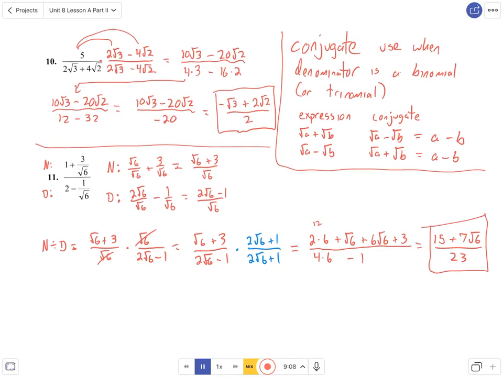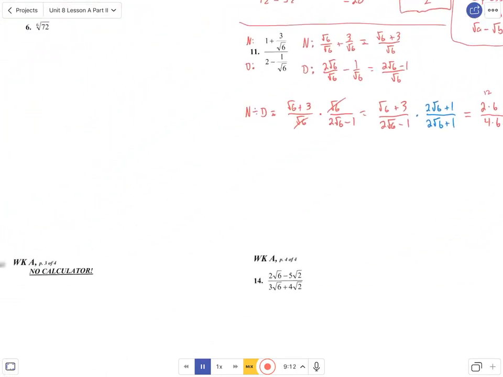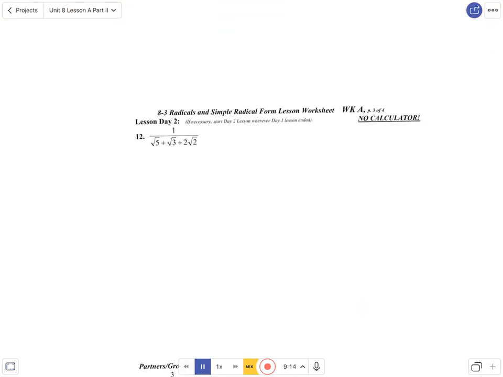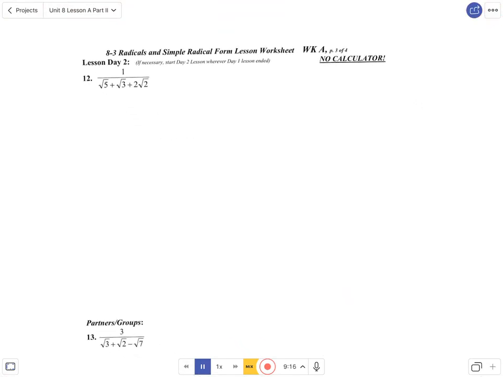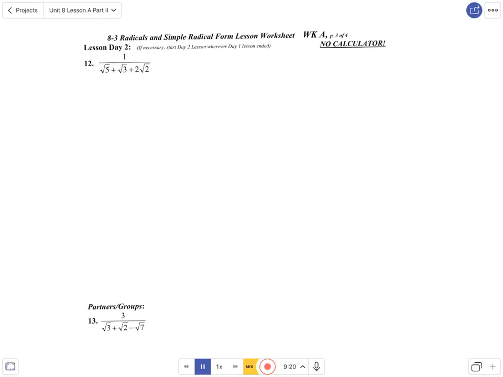Okay, so moving on, get to the fun one. Let me find it. It's going to be number 12. Looks like fun, doesn't it? So listen, this one, a little bit different, but we're going to use the same idea with the conjugate. We have a trinomial in the denominator here.